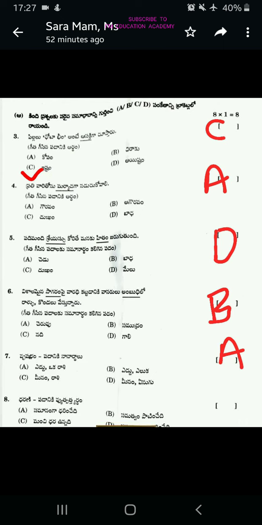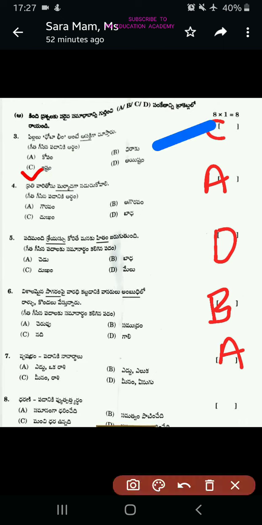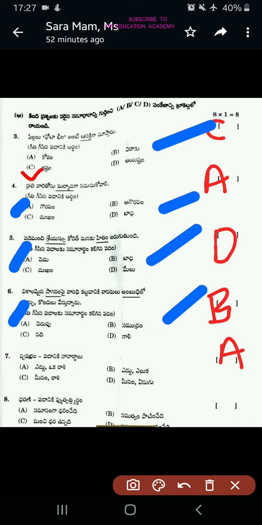Third question answer is option C. Fourth question answer option A. Fifth question answer option D. Sixth question answer option B. Seventh question answer option A. Eighth question is not properly visible. If you think that you know the eighth question answer, then comment in the comment section.